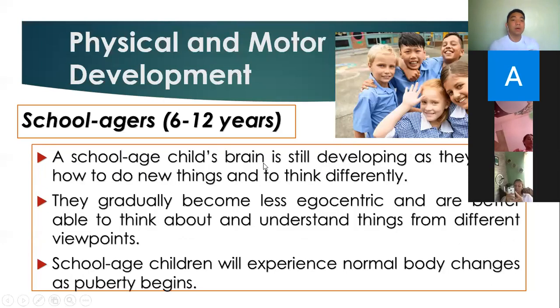Okay. So, a school age child's brain is still developing as they learn how to do new things and to think differently. Since they are starting to mingle with other people, their brain is learning to think of new things. They gradually become less egocentric and are better able to think about and understand things from different viewpoints. So, for school ages, they are not so egocentric. They learn to think of others' viewpoints.